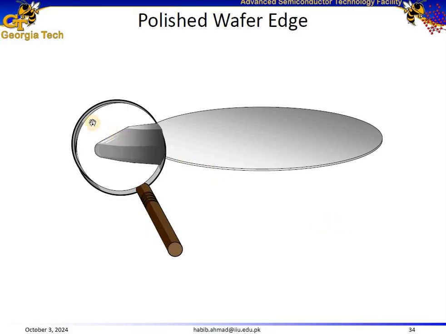And then the focus on the wafer edge highlights the importance of edge treatment. After slicing the wafer from the silicon ingot, the edges are rounded and polished. And this reduces the risk of edge chipping, cracking, or breaking during further processing, ensuring durability of the wafers. So the purpose of edge polishing is to improve the mechanical integrity of the wafer.